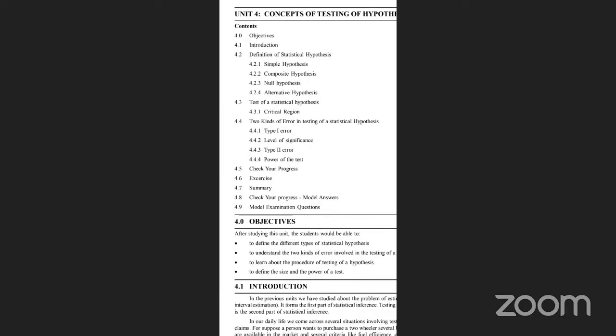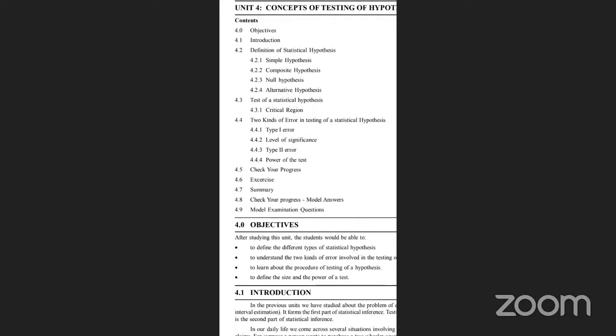Where did you learn these? Which semester have you learned this hypothesis? In 5th semester, have you learned hypothesis or not? 5th sem, sir. Hello? Can you hear me? Yes, sir, we can hear you. Okay.